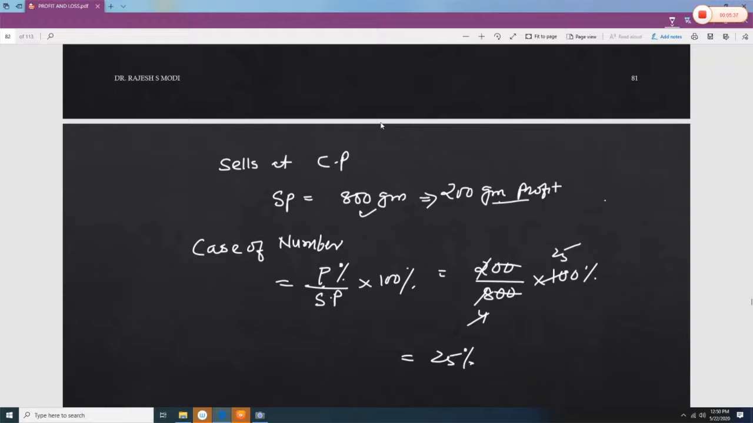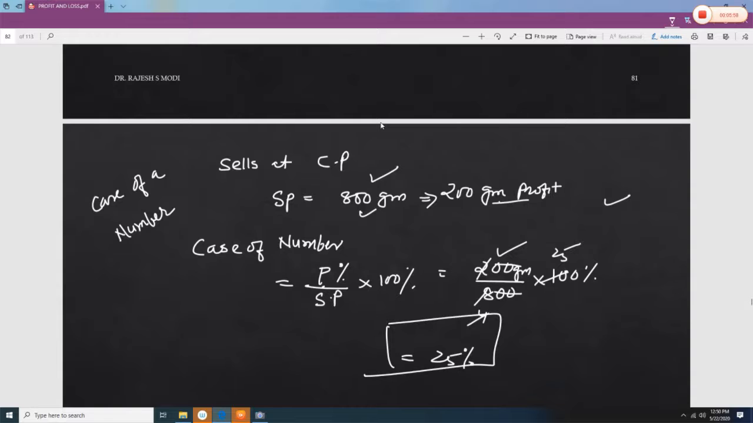So it is a case of number. So how much is he earning? He is earning 200 grams. And what is SP? SP is 800 grams. Why is it 800? We are dividing because it is a case of a number. So 200 over 800, I mean 25%. So Mehtab is going to make a profit of 25%.